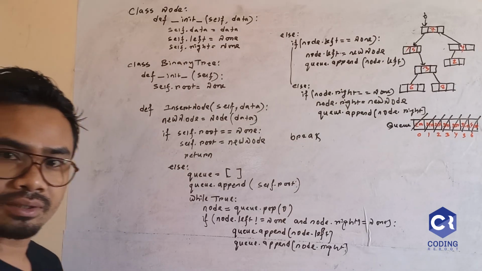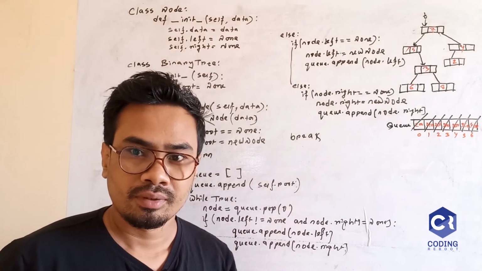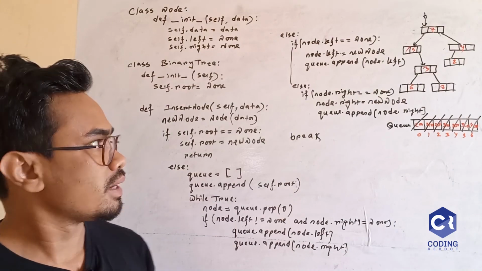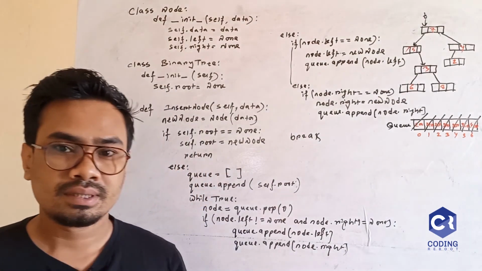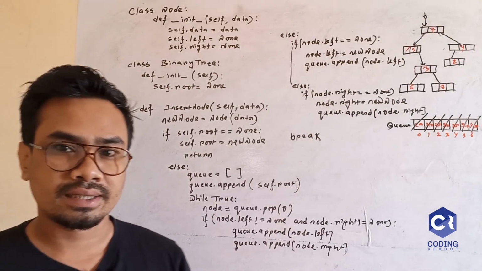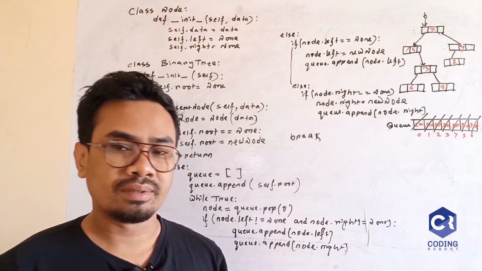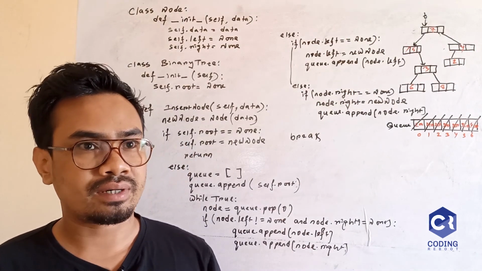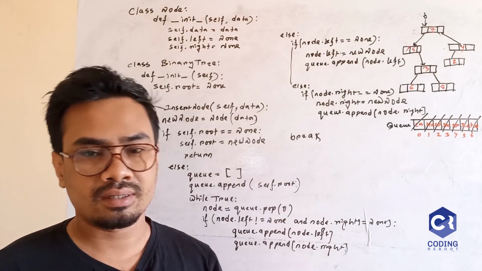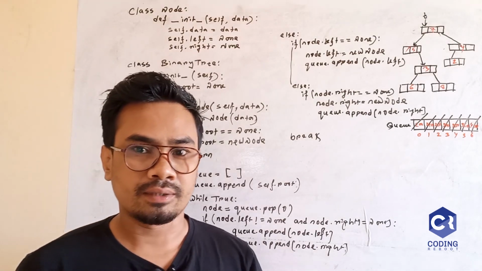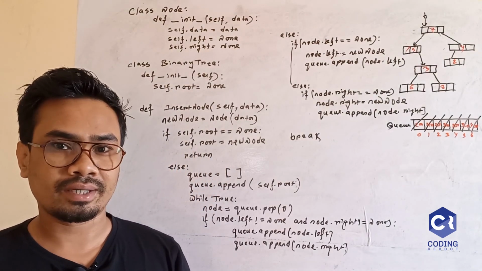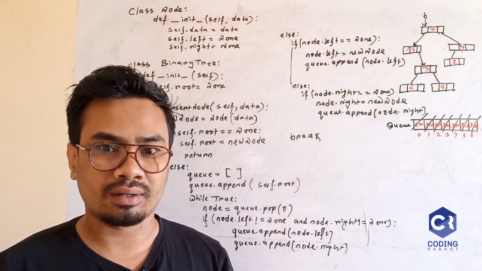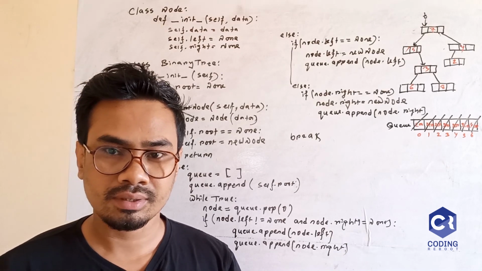So that's all in this video. We have learned today how to implement a binary tree using a queue data structure in the Python scripting language. In the next coming videos, we will be learning about tree traversal: pre-order, post-order, level order, and in-order traversal. So we are going to learn one by one gradually. So that's all for today.